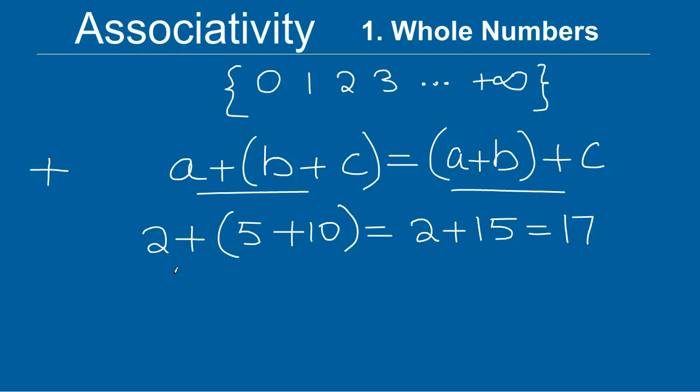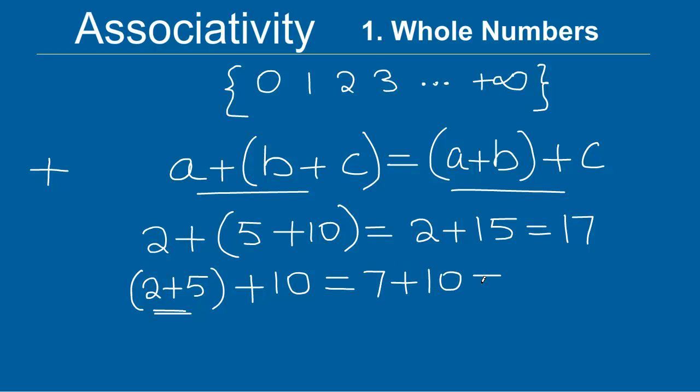Now let's see what we get when we find the value of 2 plus 5 within brackets, plus 10. Let's see what do we get here. So we first perform this operation. 2 plus 5 is 7 plus 10. 7 plus 10 is indeed 17. So we see that these two values are actually equal. That means this actually holds true. And we notice that for all whole numbers, this will be always true. So we say that addition is associative for whole numbers.